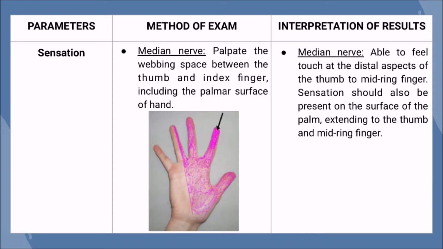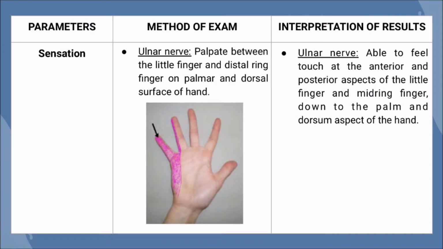Next is the median nerve. Palpate the webbing space between the thumb and index finger, including the palmar surface of the hand. The patient should be able to feel touch at the distal aspects of the thumb to the mid-ring finger. Sensation should also be present on the surface of the palm, extending to the thumb and mid-ring finger.